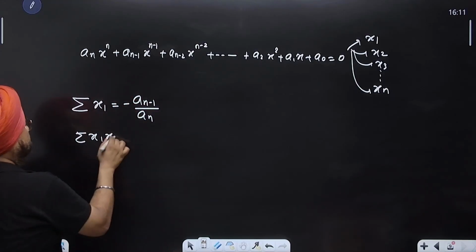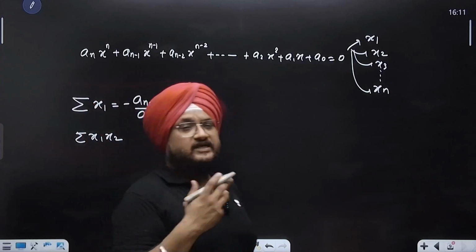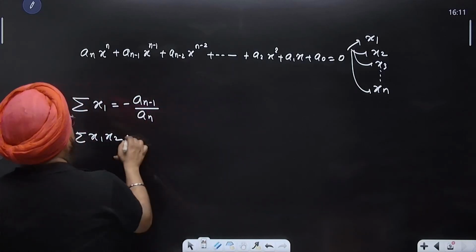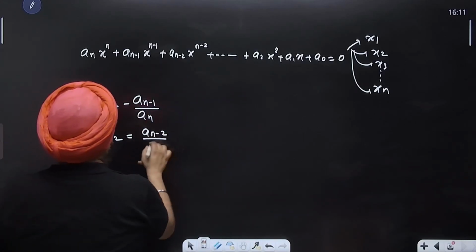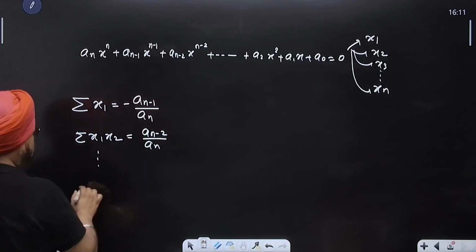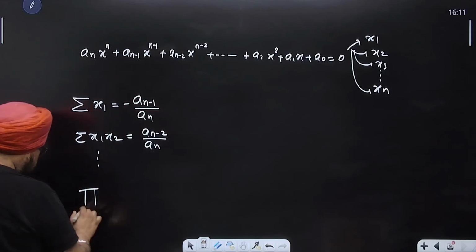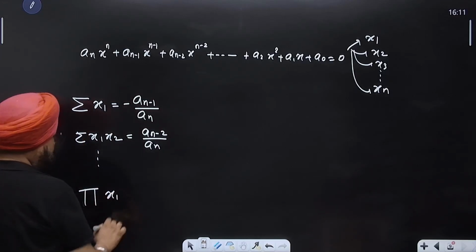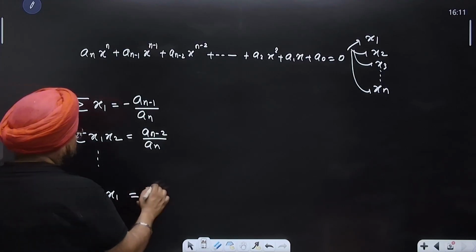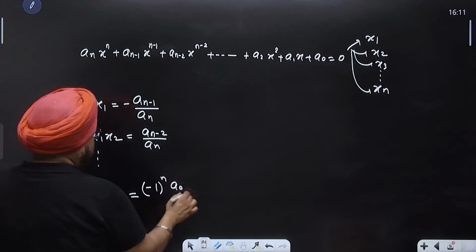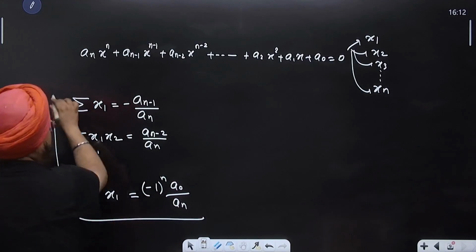Summation x1 x2 is the sum of the product of roots taken two at a time. This will be equal to a n minus 2 upon a n, and so on. Lastly, the product of roots, this is the sign of product, will be equal to minus 1 to the power n, a naught upon a n.